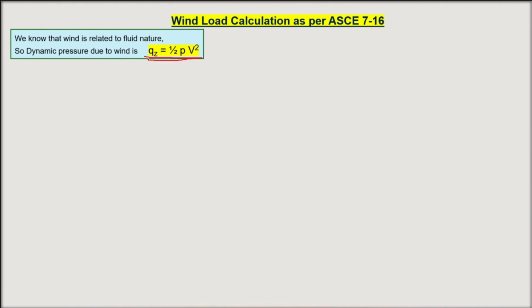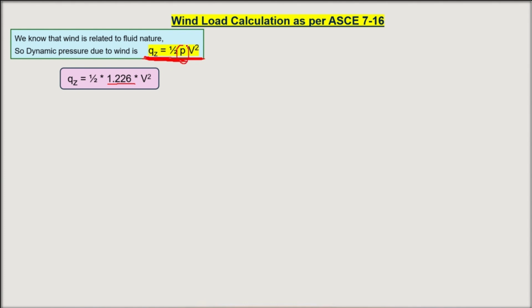This formula is somewhat looking like a pressure due to liquid, right? In your 8th standard and 9th standard, you can learn about this formula, so as of now, I'm skipping. So this qz is equal to half rho V square. This 1.226 is the density of air, gas.